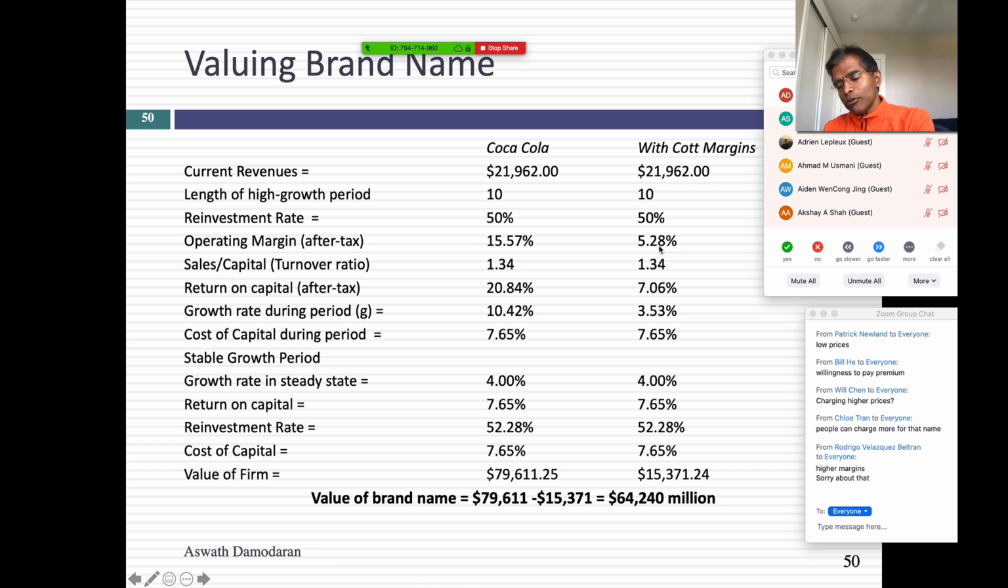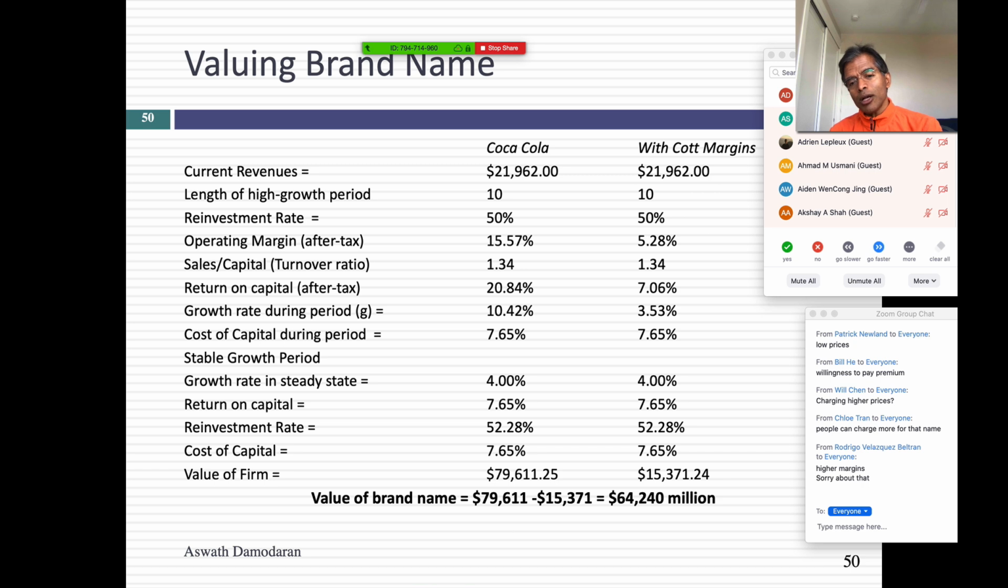I said, tomorrow Coca-Cola wakes up and it's lost its brand name. Its margins are going to look like a generic company's margins. I left all the numbers at Coca-Cola numbers. Same revenues, same cost of capital, which actually I'm bending over backwards here, because it's conceivable that if you're Coca-Cola and you go into a bank in Atlanta, you're getting a lower cost of debt because you're Coca-Cola. I'm keeping the cost of capital and revenues the same, and I'm changing the margin.